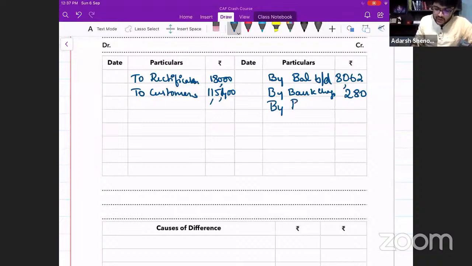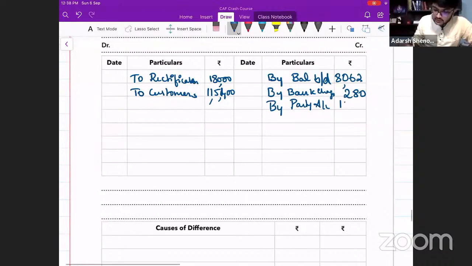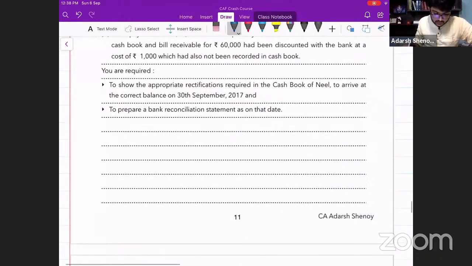Now you will write by party account. Even if you write by adjustment, by party, anything you can write over here. They just want you to give the effects. Should you debit it or credit it? You have to credit it. How much is the amount you have to credit? 1,60,000. I hope everyone is comfortable with this.